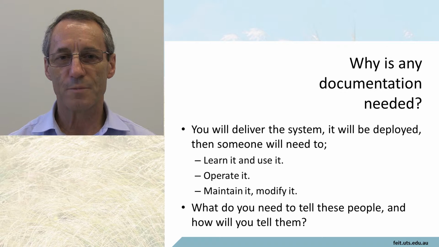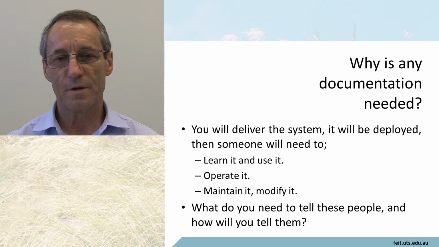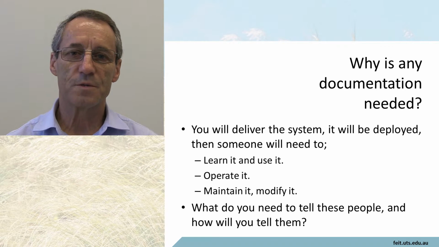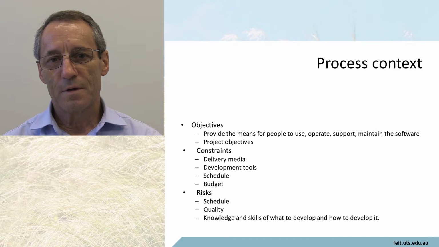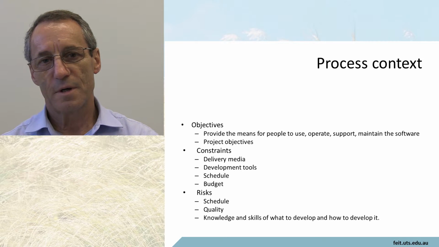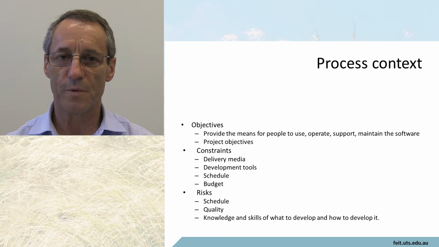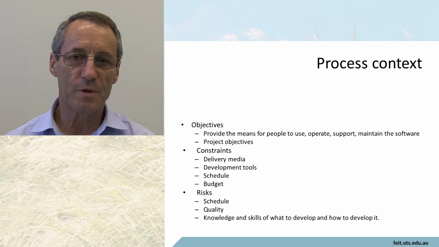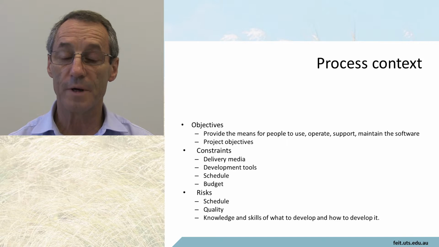The point of supporting documentation is not to write a user manual, but to provide the information that each of these different people need to do what they need to do. So the question is, what are you going to tell these people and how are you going to tell them? The context for this process is that by now, the objectives of the various stakeholders are probably reasonably well known. However, it's likely that the objectives of the people, the target audience for the different documentation, may not be recorded, so you may have to go and find out.